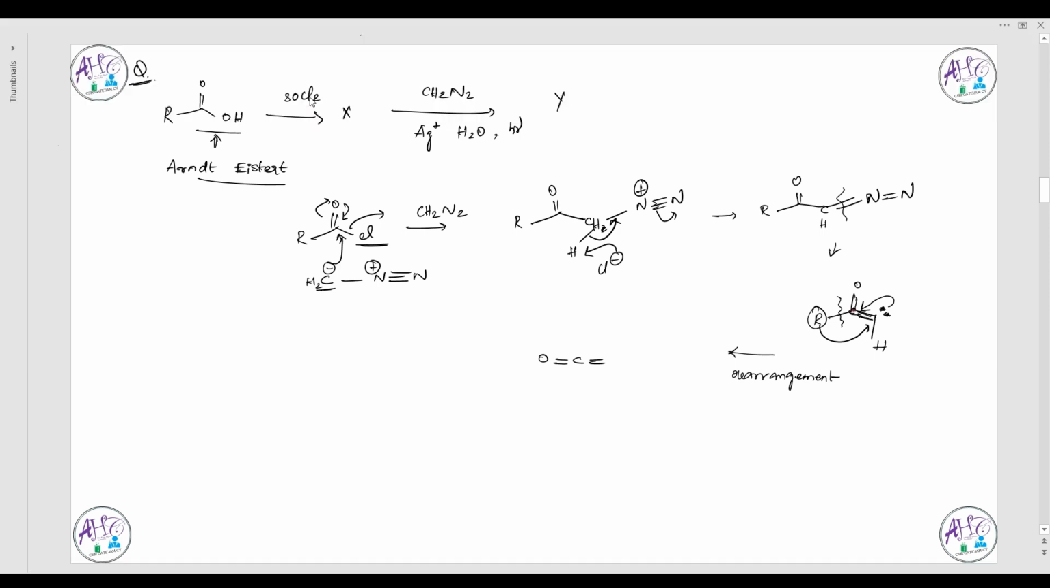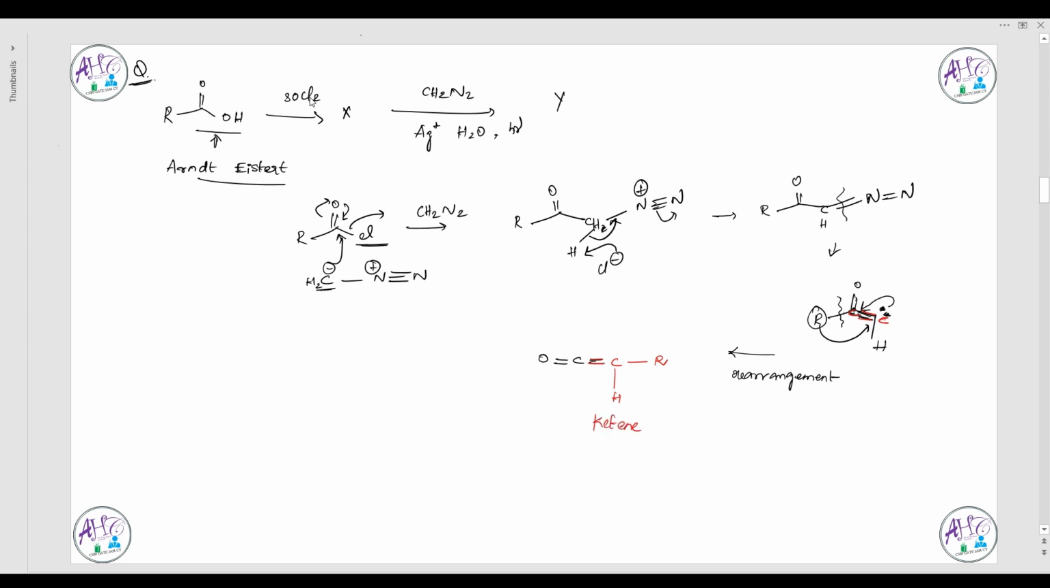So you have your carbonyl group, right? The carbonyl group will remain constant, and then you have your carbon-carbon double bond. Here we found your carbon-carbon double bond, and this entire R group will be shifted to this carbon. Okay, this is going to be your ketene. This is called a ketene.